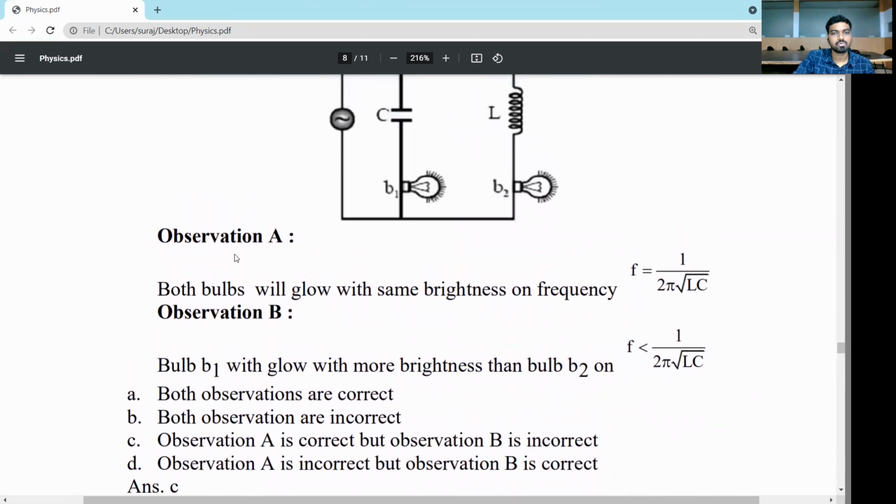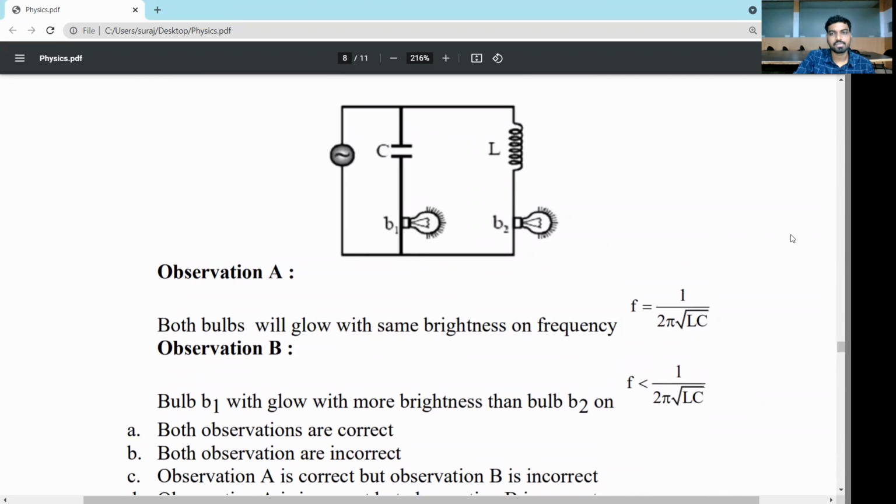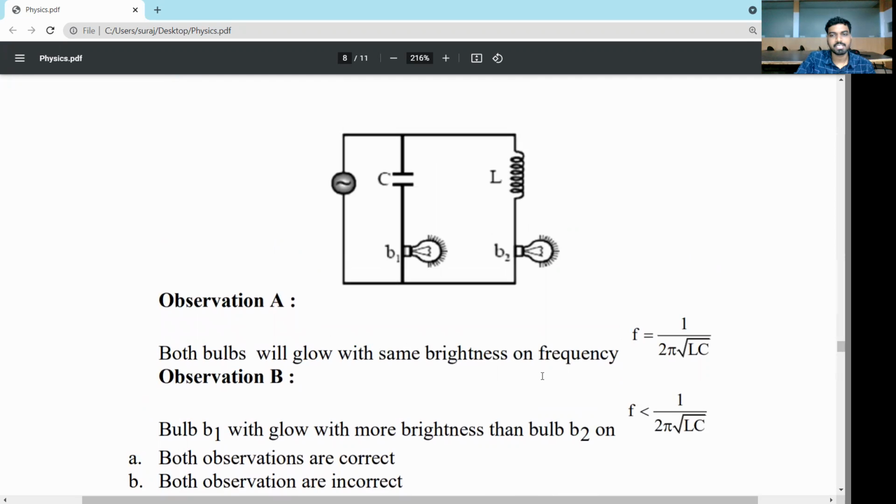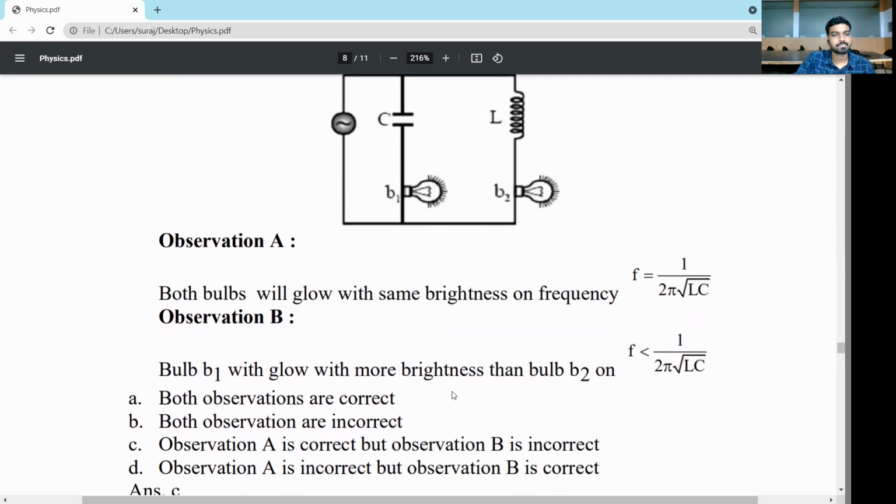Observation A: both bulbs will glow with the same brightness at frequency f equal to 1 by 2 pi root over LC. This is the resonance frequency, right? Here the potential is the same. Observation B: bulb P1 will glow with more brightness than bulb P2 when the frequency is lesser than the resonating frequency. Options: both observations are correct; both are incorrect; observation A is correct but observation B is incorrect.